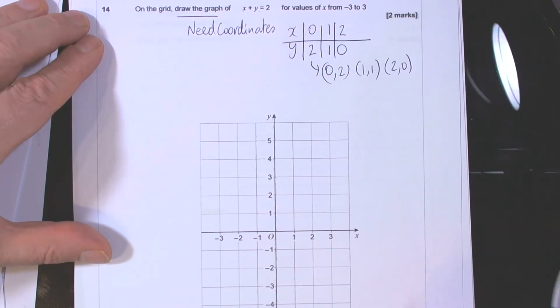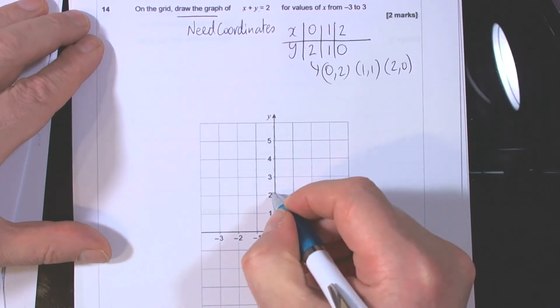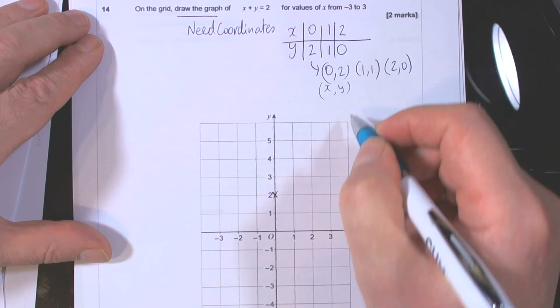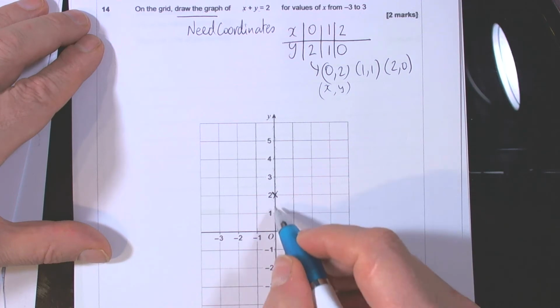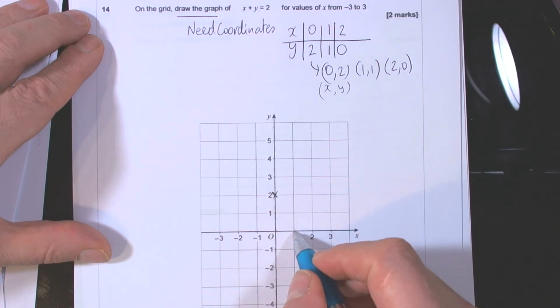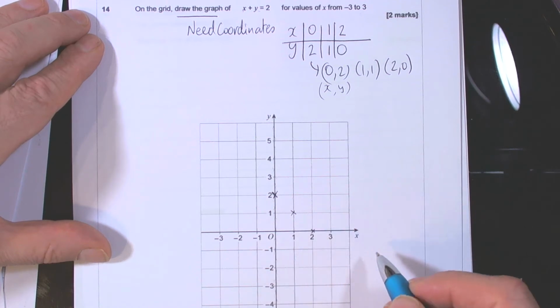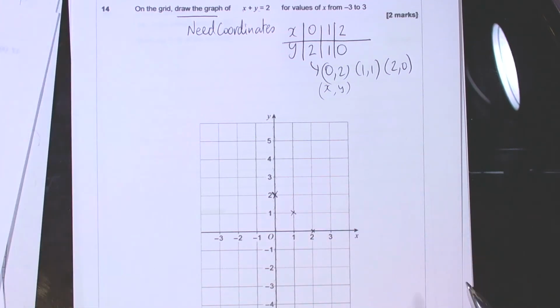So those are the coordinates that we plot, so 0, 2. So first coordinate is always the x number, second coordinate always the y number, so we go to 0 on x, then up to 2 on y, go to 1 on x, go up to 1, go to 2 on x, go up to 0, which means stay there, and then we draw the straight line between them.